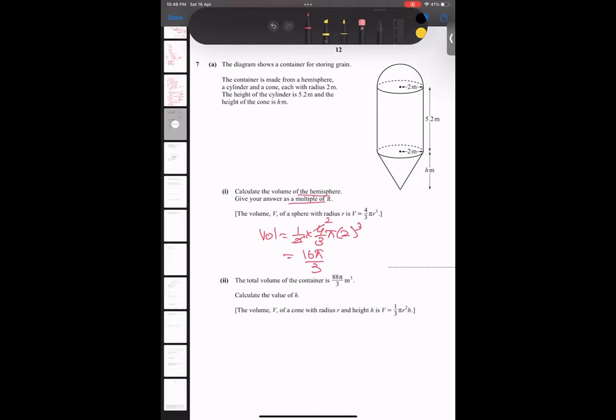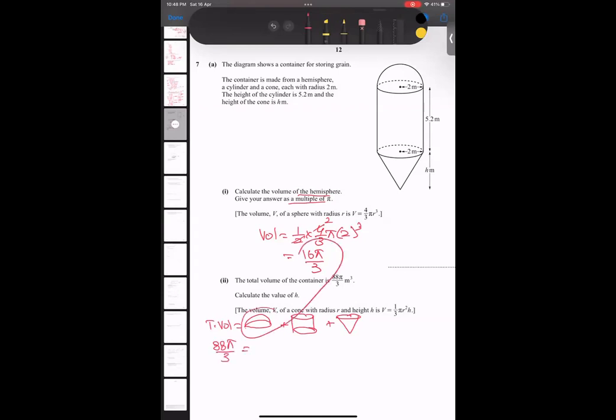He said multiple of pi. Multiple means pi must be involved there. So I got this answer. Then he's asking the total volume of the container, like a whole container volume is given here. And we need to find h of the cone. So it means, can I say a volume of hemisphere, volume of cylinder, and volume of cone, add them all is called total volume. So total volume given by him is 88 pi over 3.